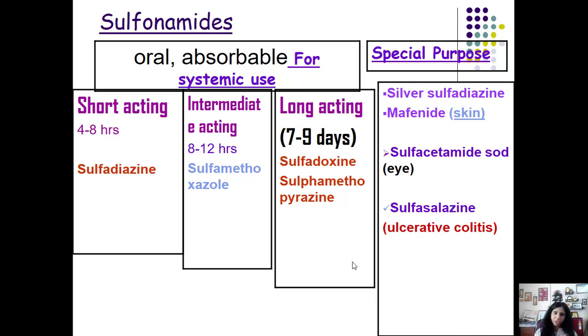Sulfasalazine is a special purpose sulfonamide. It is a drug which is used for inflammatory bowel disease, ulcerative colitis. Sulfasalazine gets inside the person's body, reaches the intestine and the colon. It remains unabsorbed, reaches the colon, where it is split up by the colonic bacteria into sulfapyridine and 5-aminosalicylic acid. Now this 5-aminosalicylic acid is an anti-inflammatory. You know that salicylic acid is anti-inflammatory. Similarly, sulfasalazine gets converted to 5-aminosalicylic acid and sulfapyridine.